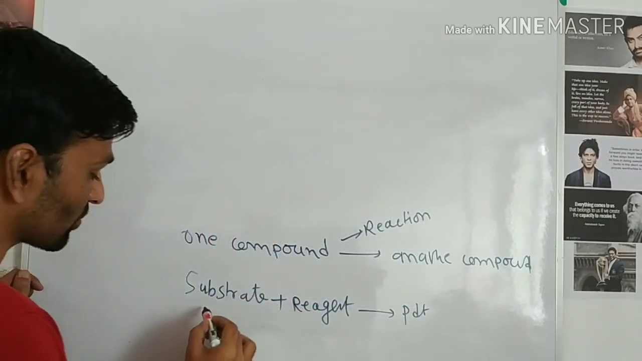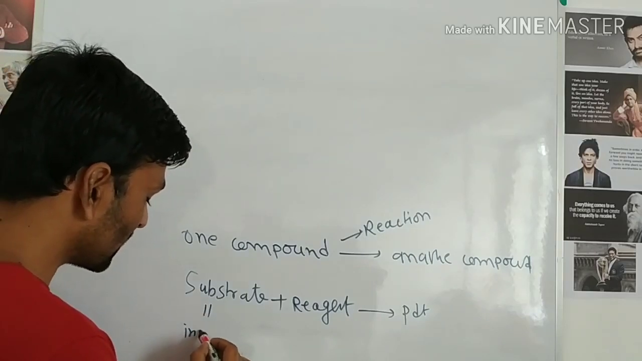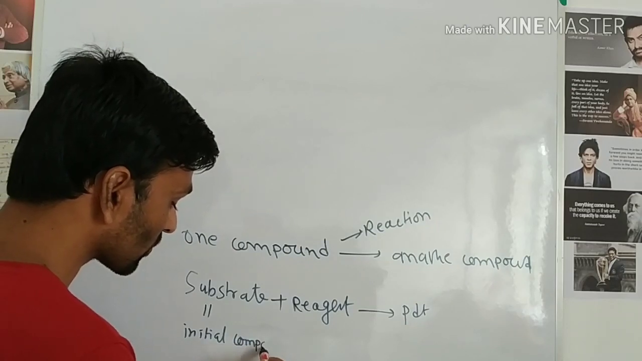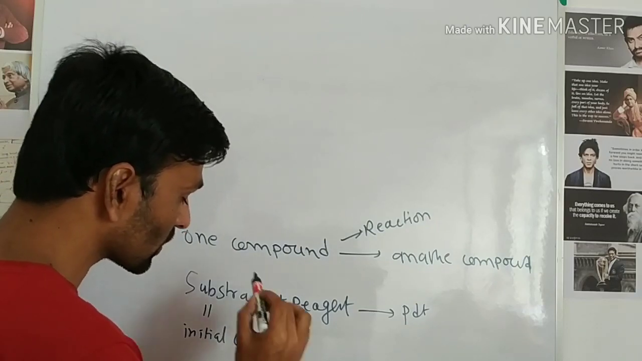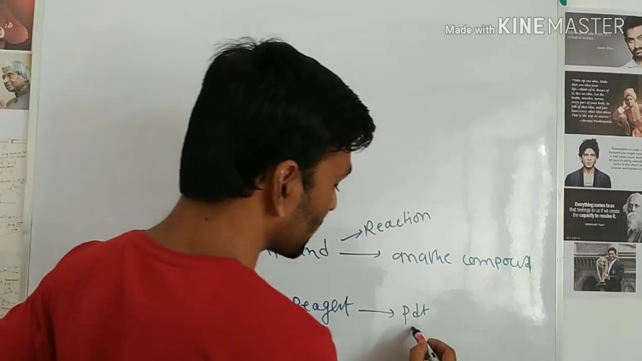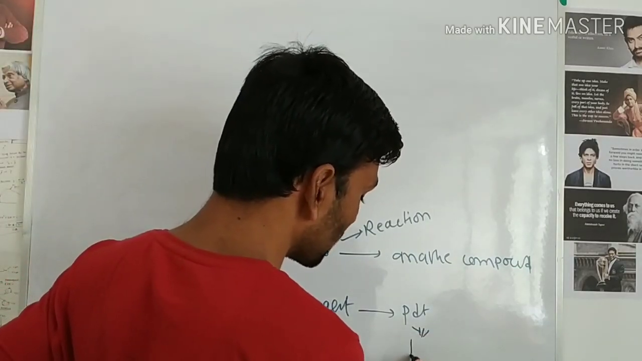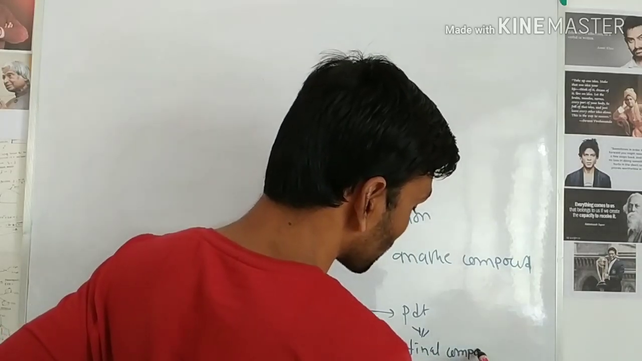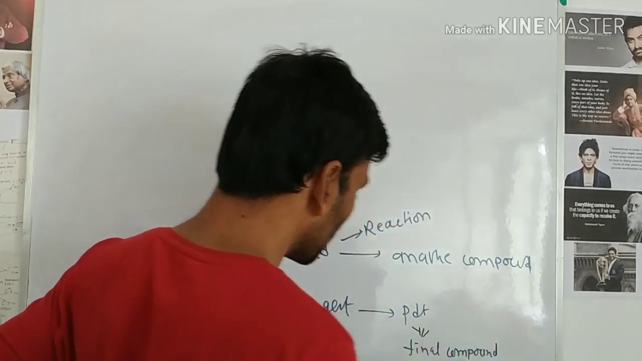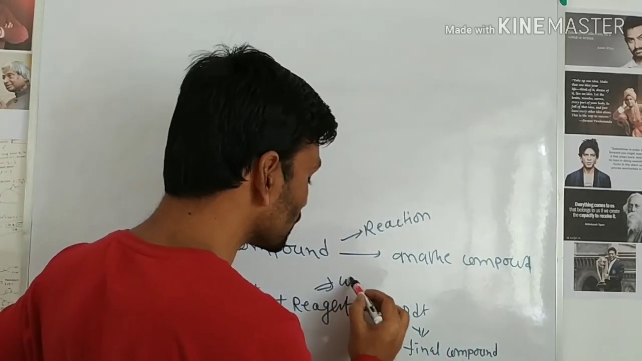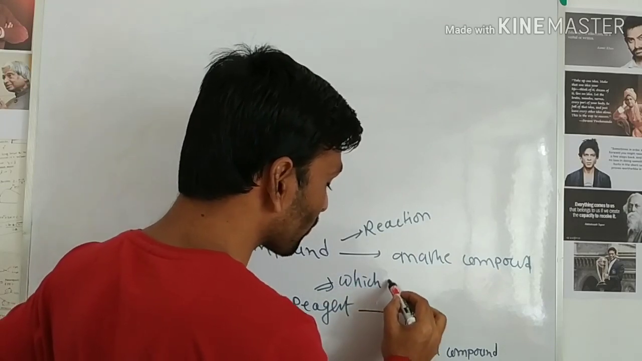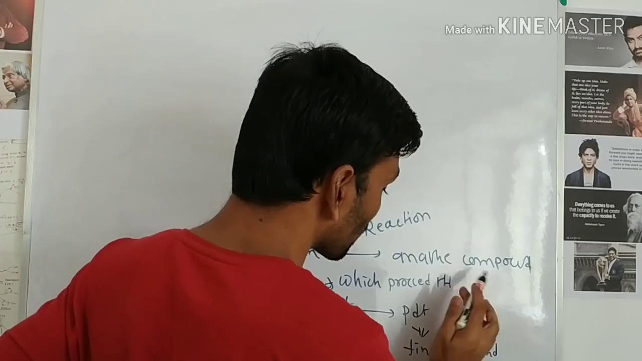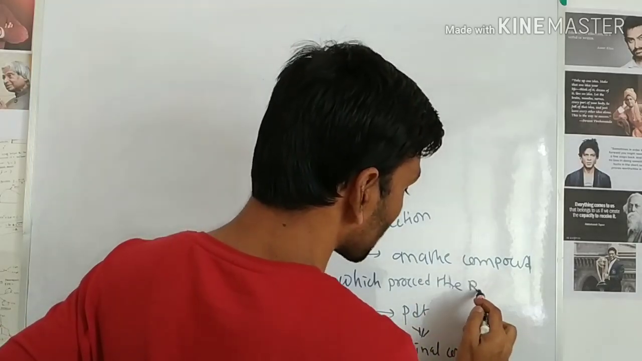That means the substrate is the initial compound and the product is the final compound, and the reagent is what proceeds the reaction.